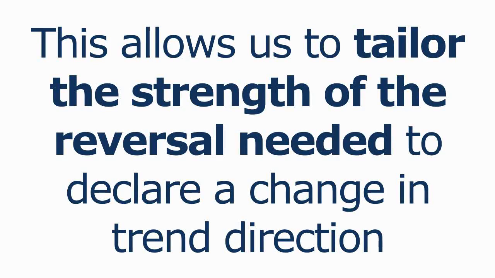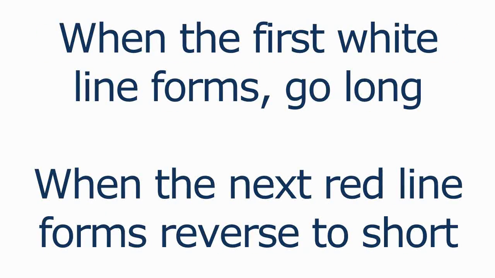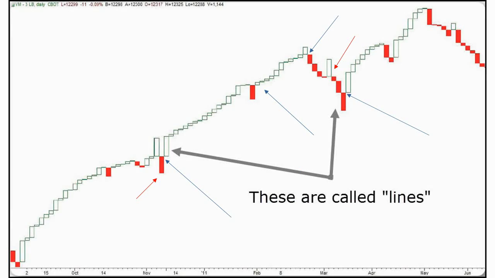Now, the simplest application of line break charts is to use the change in line color as a trade setup. When the first white line forms, you go long. When the next red line forms, reverse to short. Repeat for each change in direction. Look back at the line break charts from earlier, and we can see that this can be quite an effective trading strategy in strong trending markets. However, during market consolidations, it can really lead to significant losses.